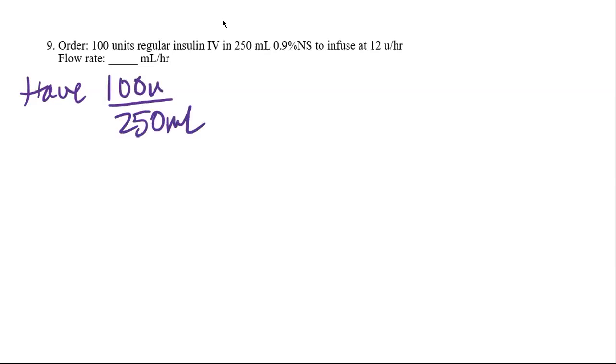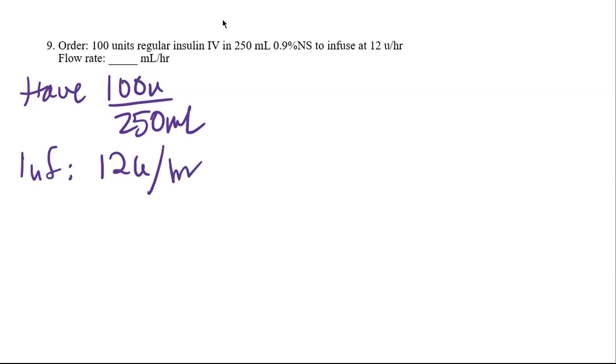All right, next, 100 units regular insulin and 250, infusing at 12 units per hour. So let's look at what we have. We have 100 units in 250 milliliters. And we're giving, let's see, the infusion is going to be 12 units per hour.